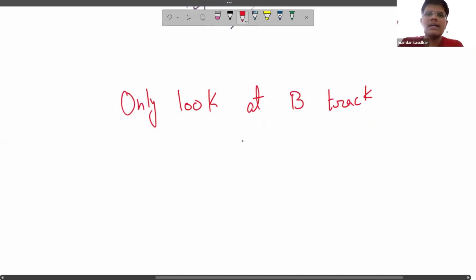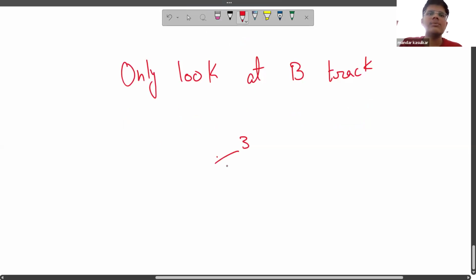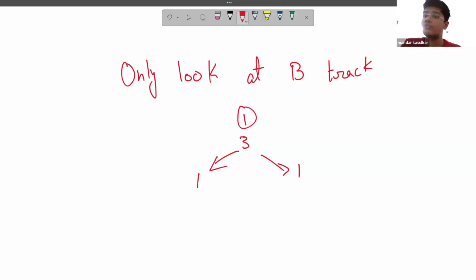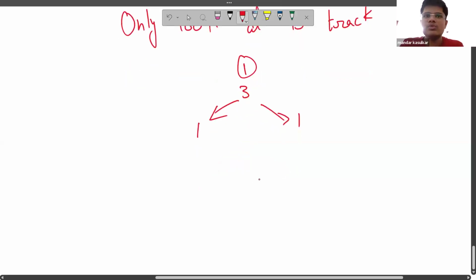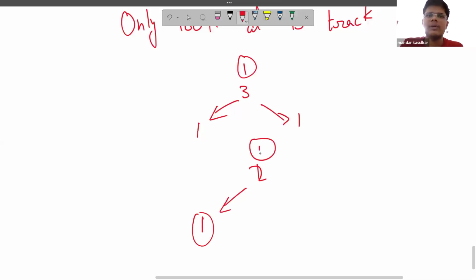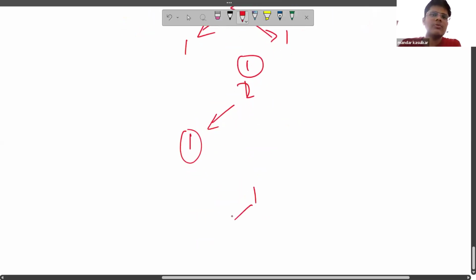What happens if a guy has three B tracks? He sends one of the B tracks here and one of the B tracks here, and now he himself is left with one B track. If he has two B tracks, then he sends one here and himself is left with one. And if he just has one, he just sends it here and is left with zero.